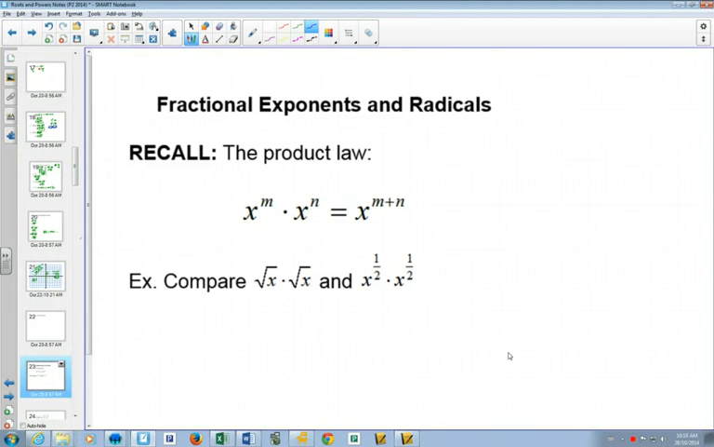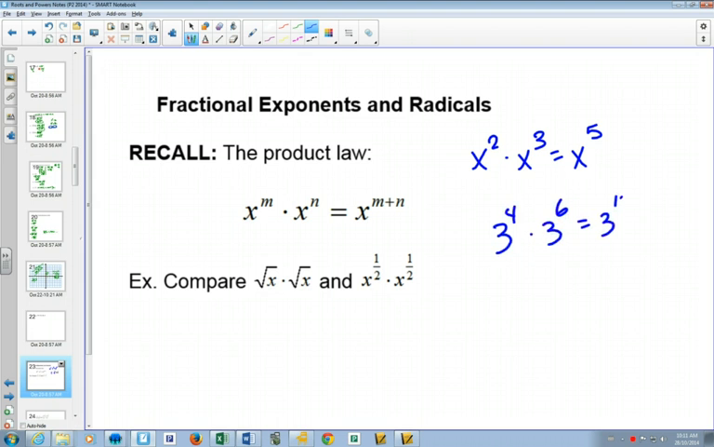Exponent rules. Do you guys remember this exponent rule? Can you give me an example with numbers? X squared times x cubed equals x to the fifth. Can you give me an example with all numbers? 3 to the fourth times 3 to the sixth equals 3 to the tenth.